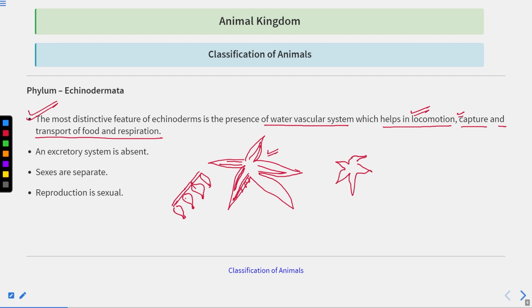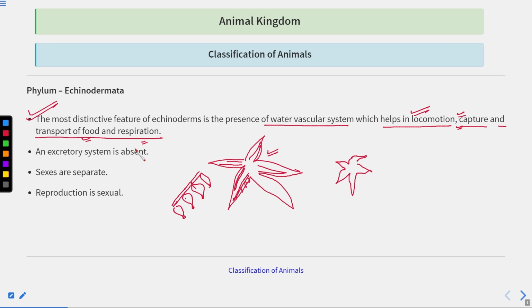And along with the water that enters inside the body, some food material also enters. Okay, that is taken by the digestive tract. Capture the food material, right? And transport of food and respiration. So water is entering inside the body. So whatever the dissolved oxygen is there, that is taken by the echinoderms, right?